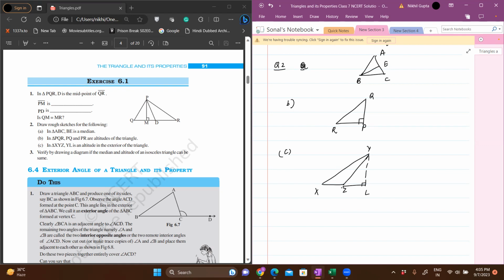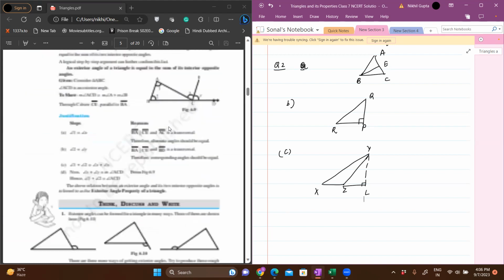Next, we need to do the question: verify by drawing a diagram if the median and altitude of an isosceles triangle can be the same. You can just draw a line segment PS which is perpendicular to BC. Any triangle you can draw here to solve this particular question, right?